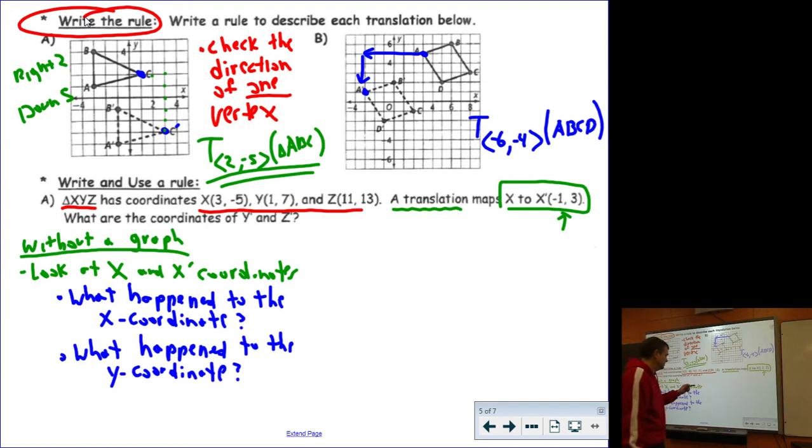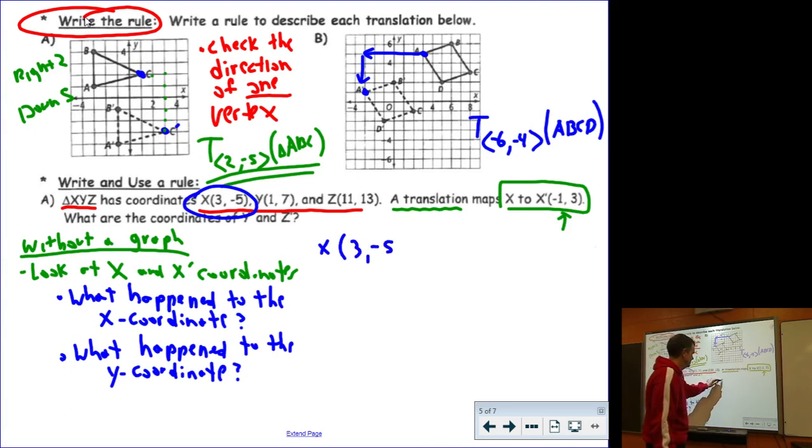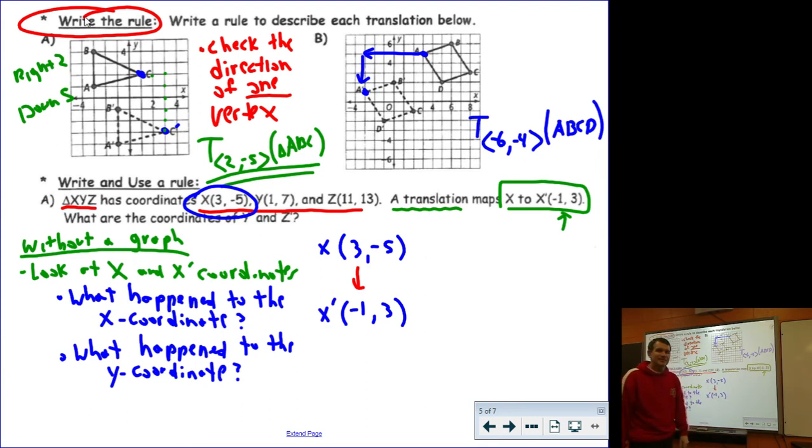So let's look. X was at 3, -5. X prime is at -1, 3. What happened to the x coordinate? Well, the x coordinate went down 4, right? So my vector for this translation is going to have a -4 because the x coordinate went down 4.